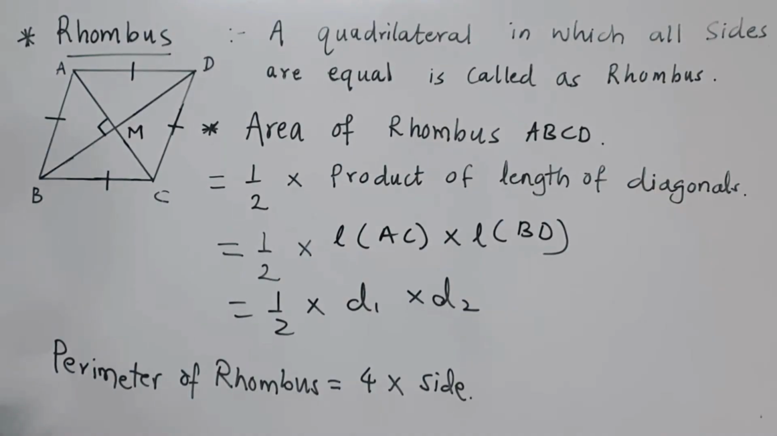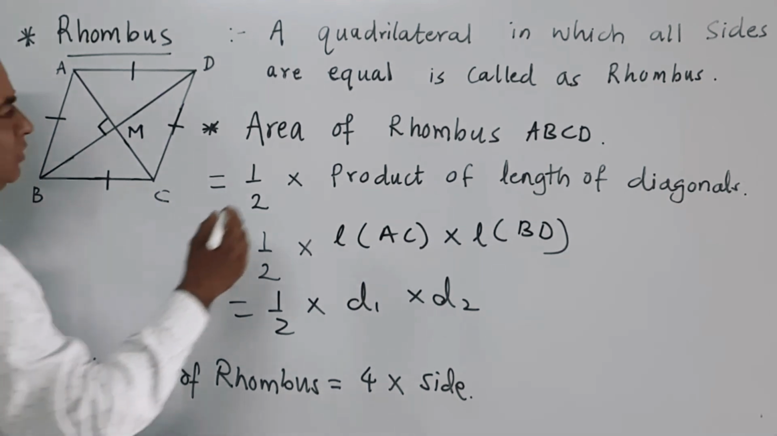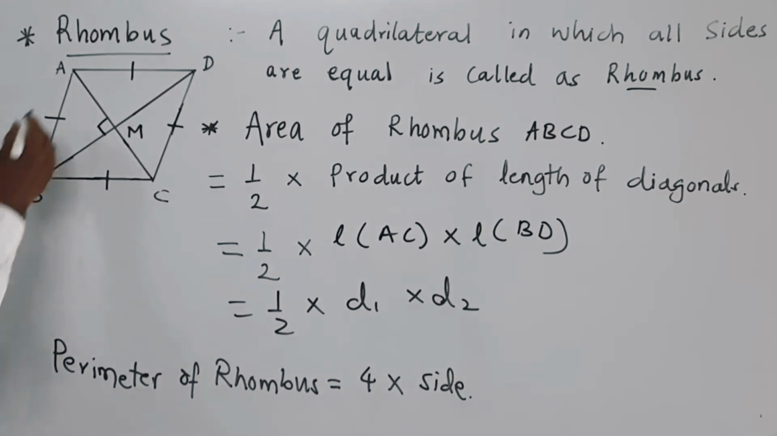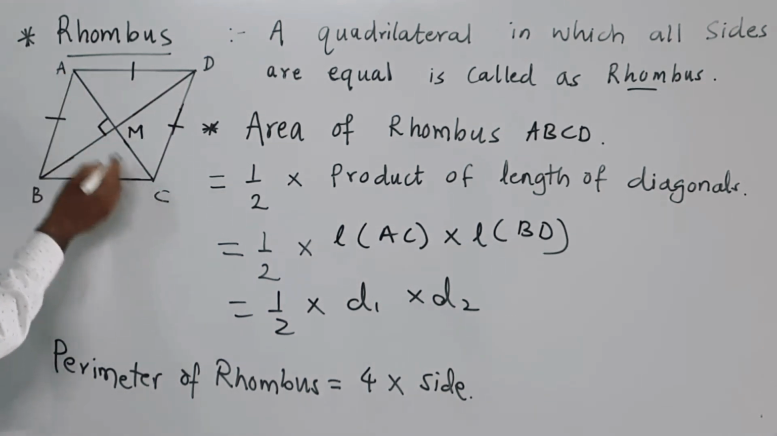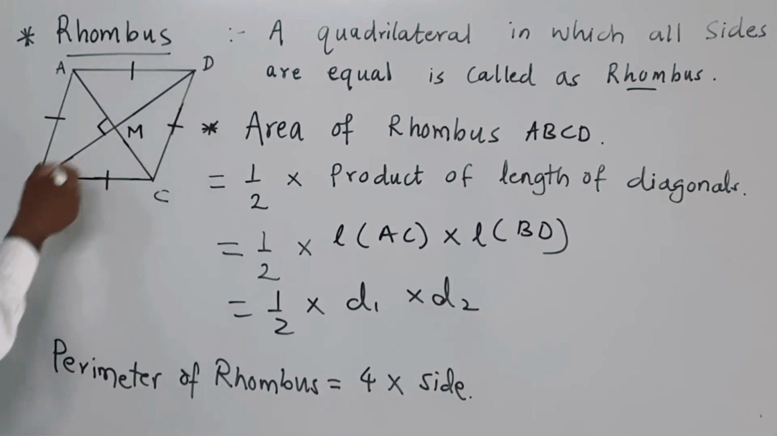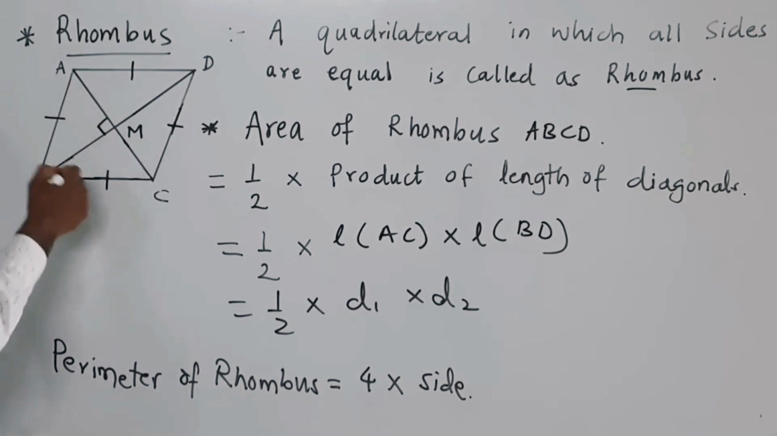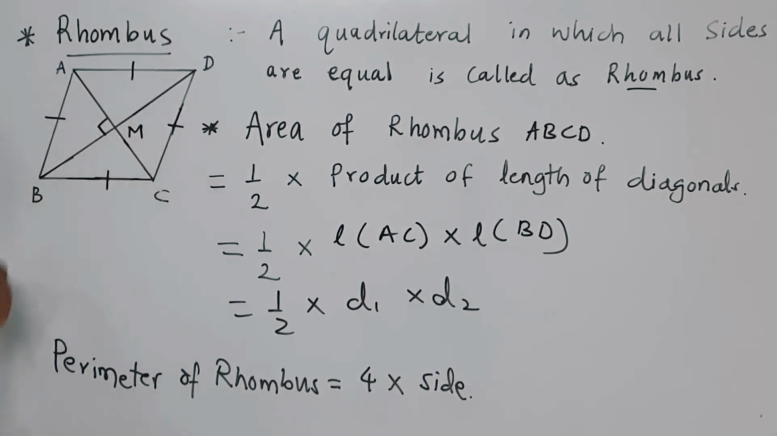Rhombus: a quadrilateral in which all sides are equal is called a rhombus. Here the quadrilateral ABCD is a rhombus. Its diagonals AC and BD intersect each other at point M. Here all sides of the rhombus are equal.